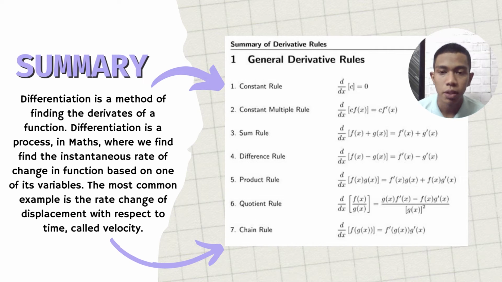For the last one, summary. Differentiation is a method of finding the derivative of a function. Differentiation is a process in maths where we find the instantaneous rate of change of a function based on one of its variables. The most common example is the rate of change of displacement with respect to time, called velocity. For the picture, this is an example of a summary of derivative rules.